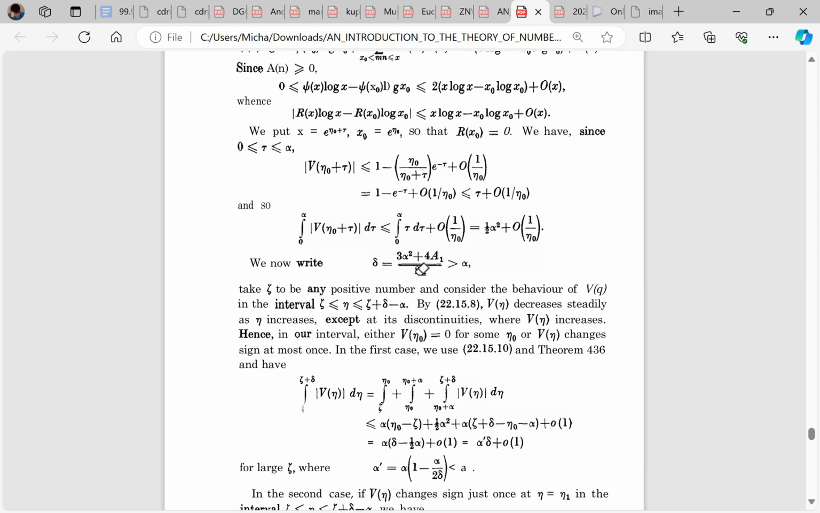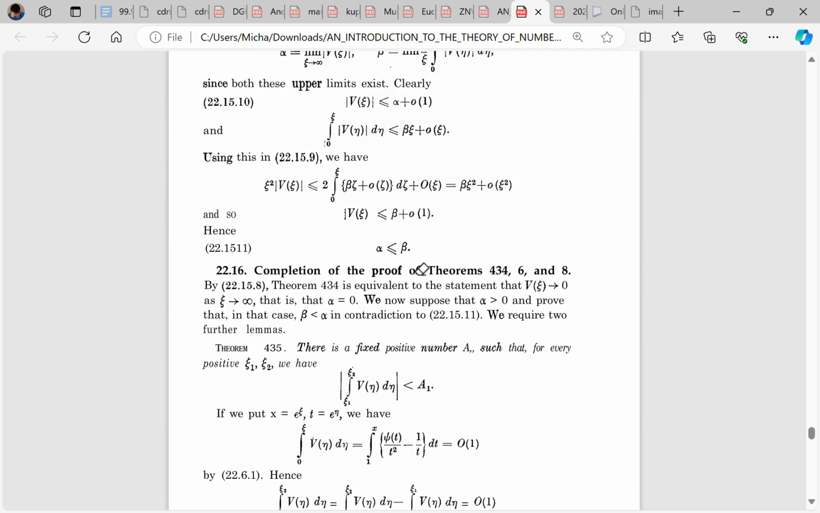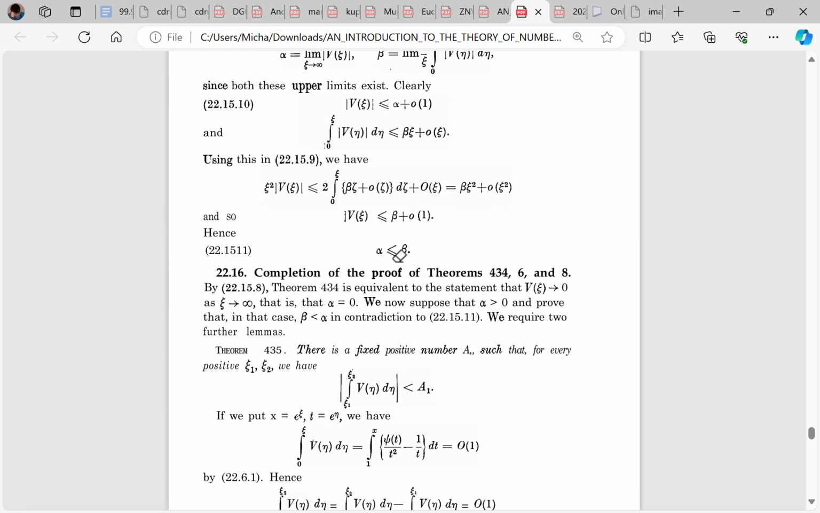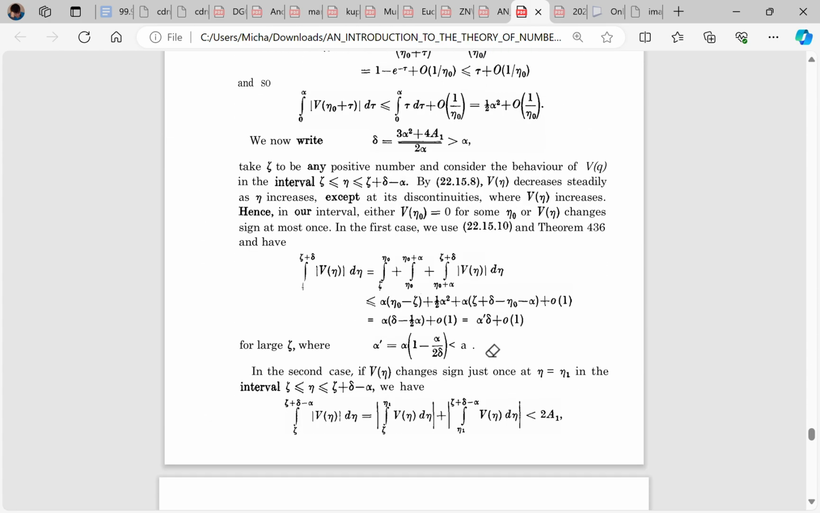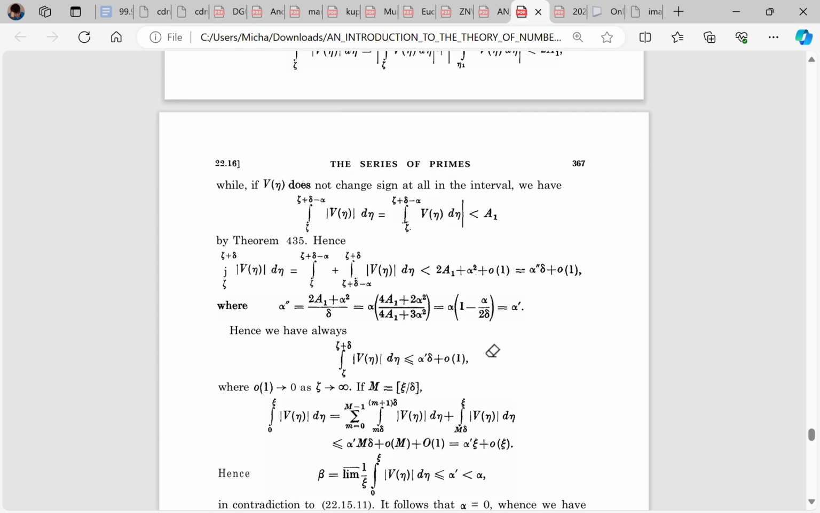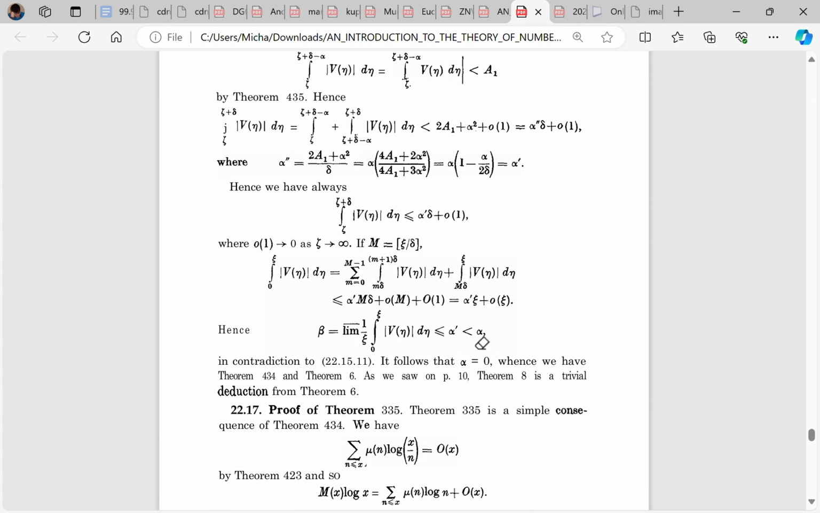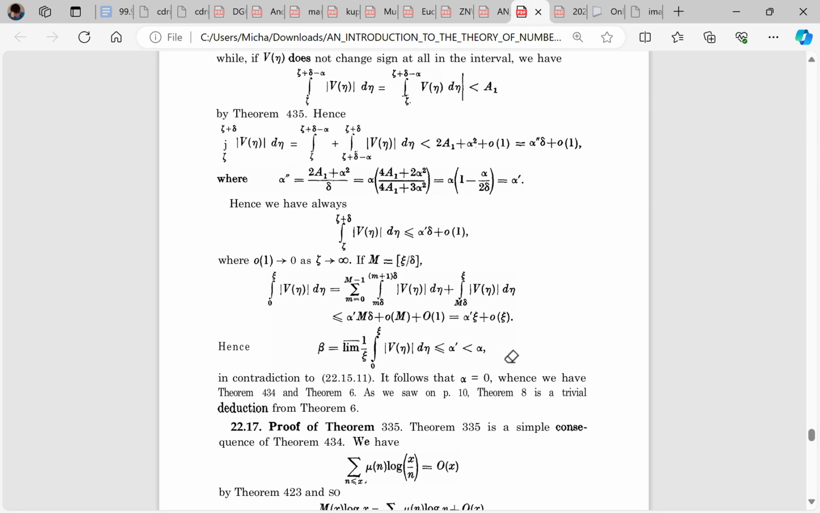So we showed before that alpha is less than or equal to beta, and that if we assume alpha is greater than 0, we get that alpha is greater than beta, so that's a contradiction. So then alpha equals 0, and that proves the prime number theorem.